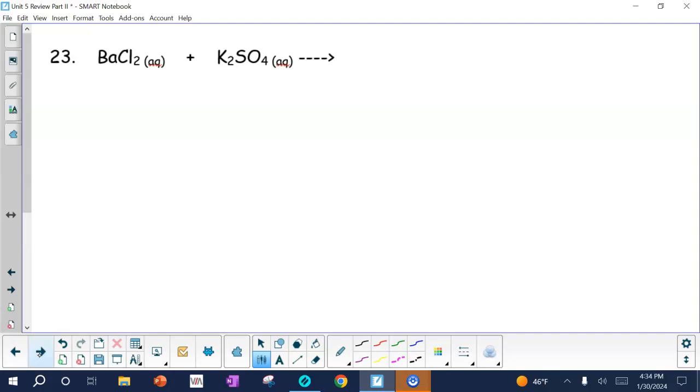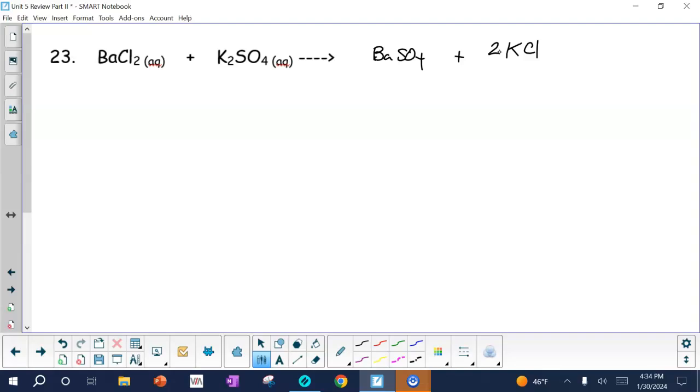So barium is going to go with sulfate. Barium is 2 plus, sulfate's 2 minus, so it's BaSO4. What's left over is potassium and chloride. Potassium is 1 plus, chloride's 1 minus, so it's KCl. To balance this thing, all you need is a 2 here. Okay? All right, so we notice both reactants are aqueous. That's fine. Now we have to look at the products.